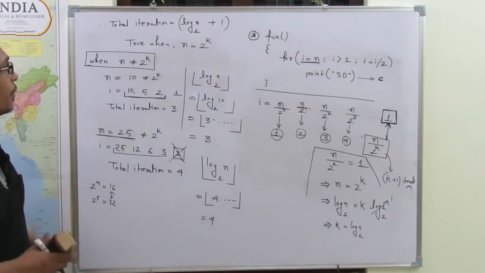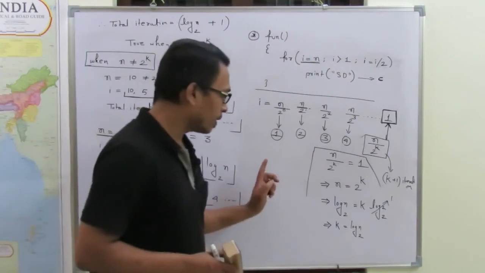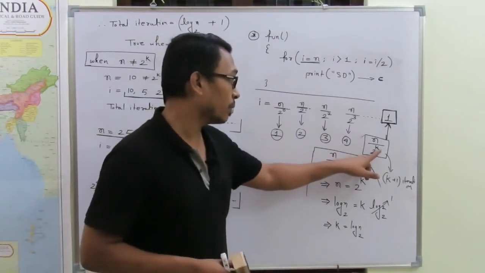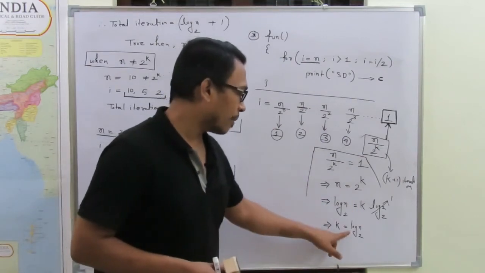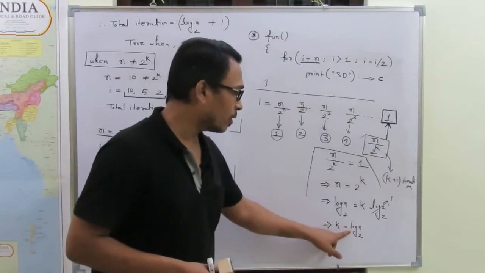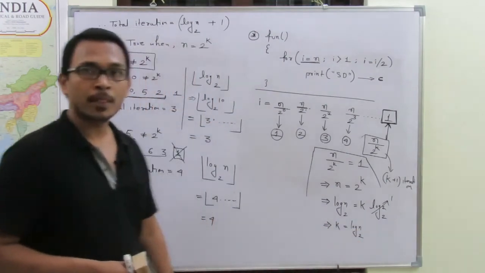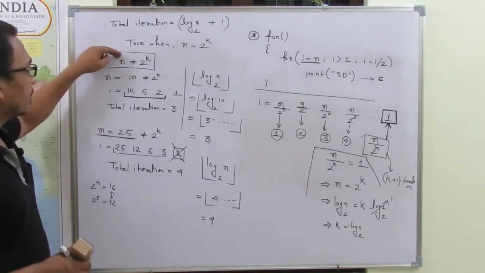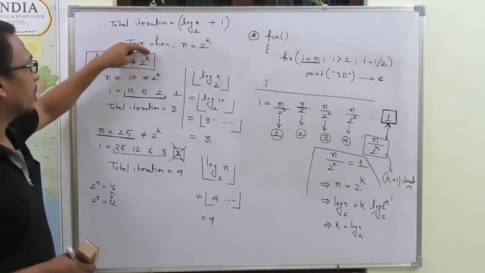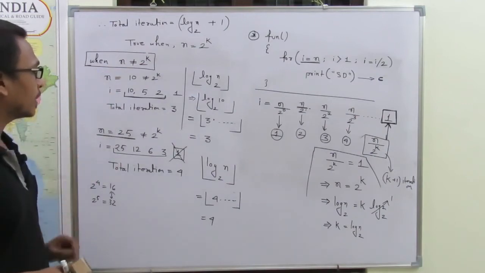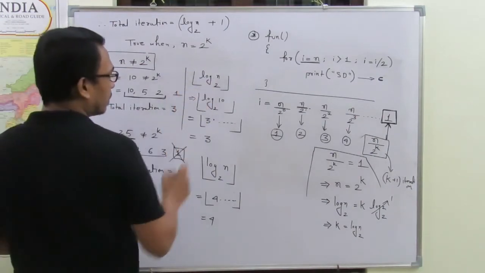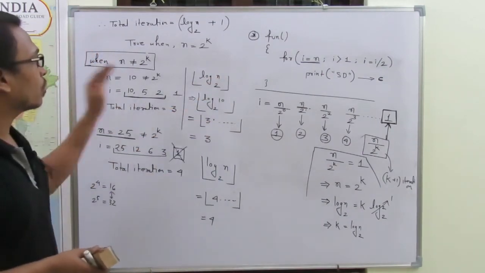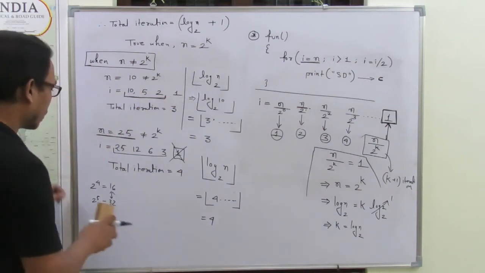Clear? But whenever the value of n is 2 to the power something, at that time the total number of iterations will be only log n base 2. But whenever the number n is not equal to 2 to the power something, at that time the number of iterations will become log n base 2 floor. Clear?